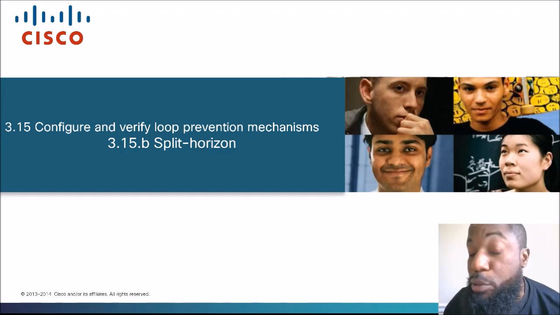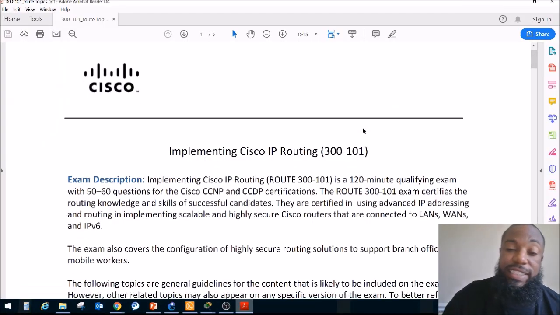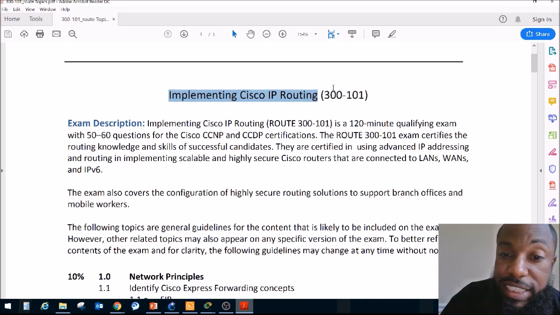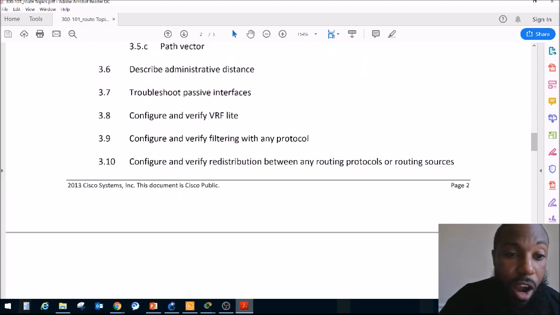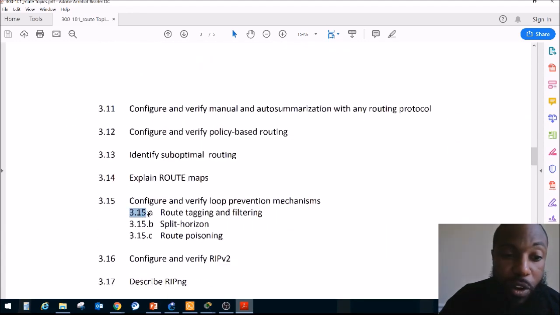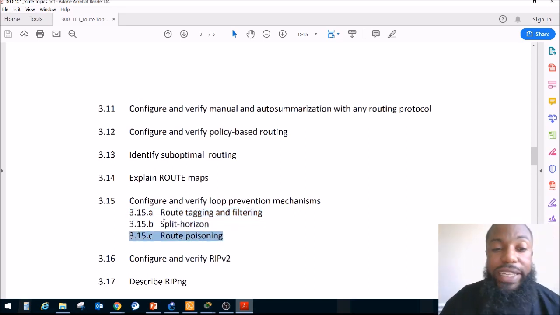Let's take a look at the exam blueprint and see where we came from and where we're headed. All right, this is the exam blueprint. Implementing Cisco IP Routing, also known as the CCNP ROUTE exam. That's the exam code 300-101. We wrapped up 3.15a, route tagging and filtering, right? Today we're going to be doing split horizon. After that, we're going to move on to route poisoning.